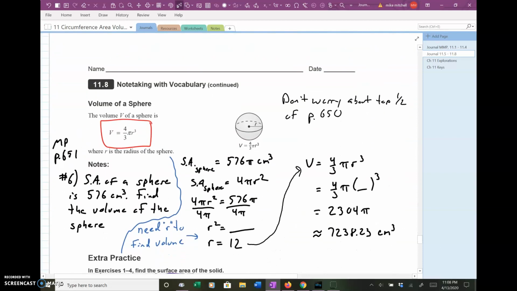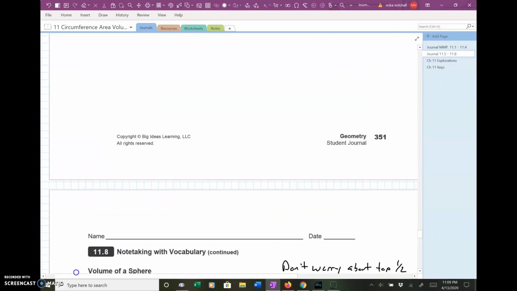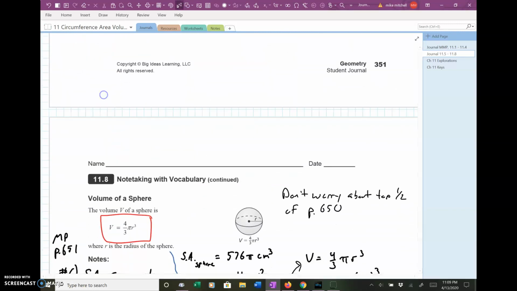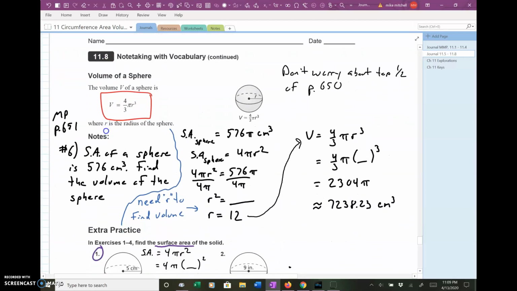Volume of a sphere: 4/3 pi r cubed. Units are cubed. Notice r cubed, units cubed. And for surface area, it's units squared with an r squared. That's a little cue that I use to help me remember there.